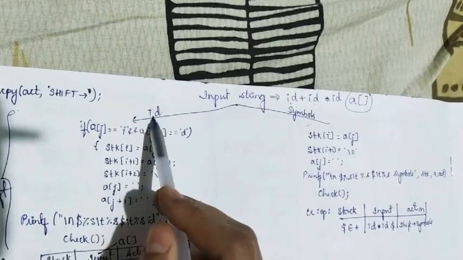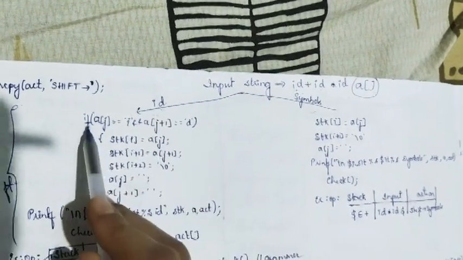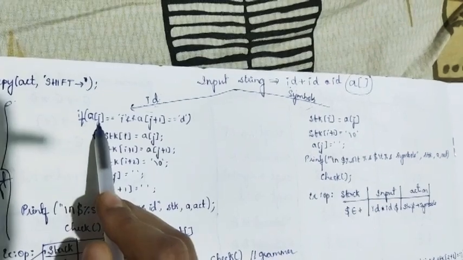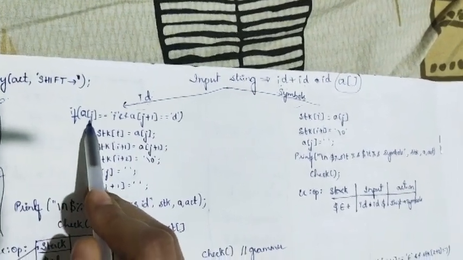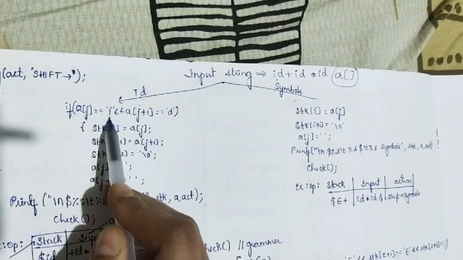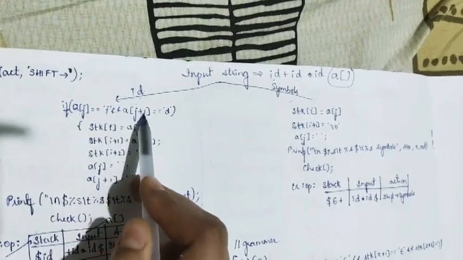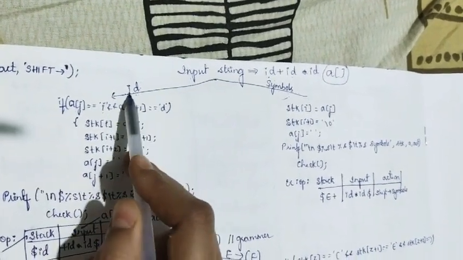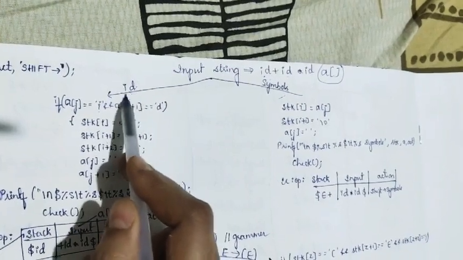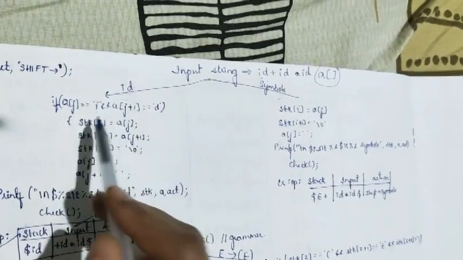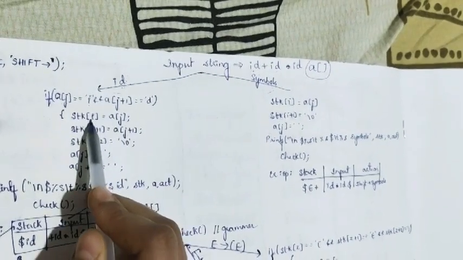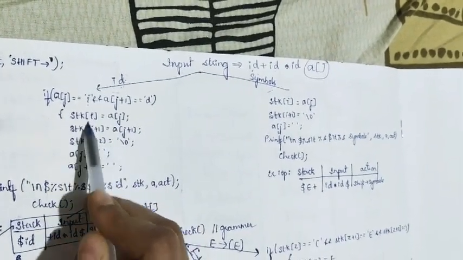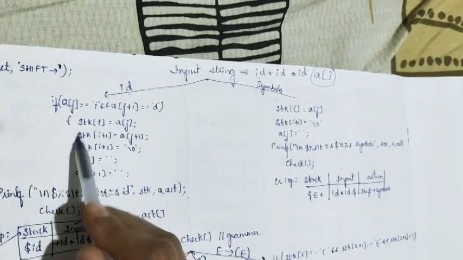So how do we come to know whether it's an ID or not? We are using if a of j, where a is the buffer which stores the input string. If a of j is equal to I and a of j plus 1 is equal to d, we are finding that ID is present in the token that we have. If it is ID, then we copy the I and the d onto the stack. So this is the stack where we are copying.